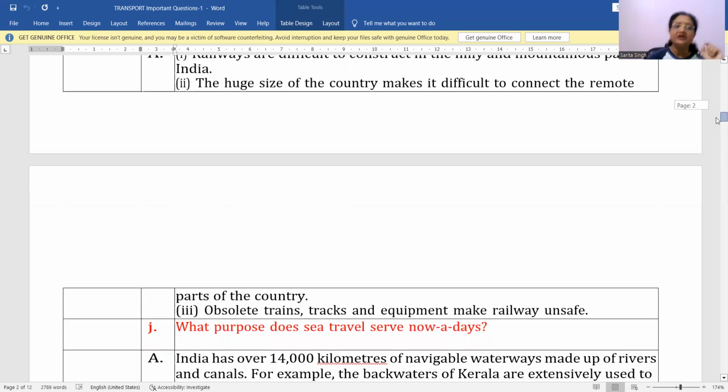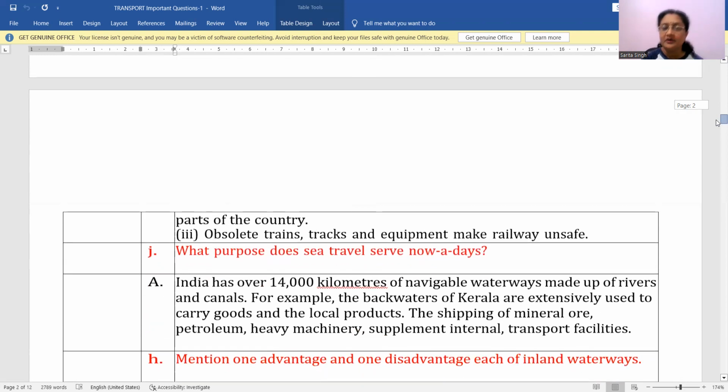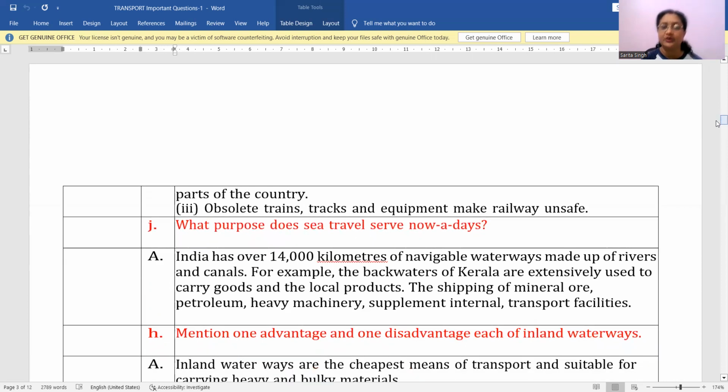Clear? Then the third point is that obsolete trains, tracks, and equipment make railway unsafe. Most of the equipment which we use is quite old and outdated, so that ultimately makes railway traveling very unsafe.